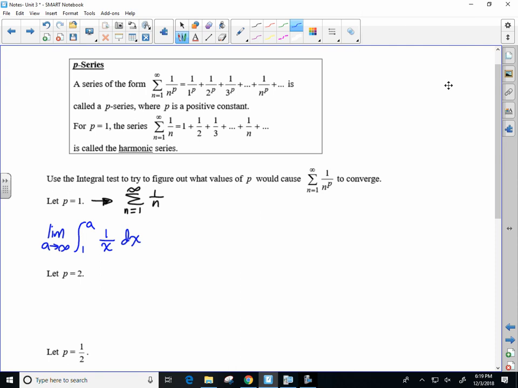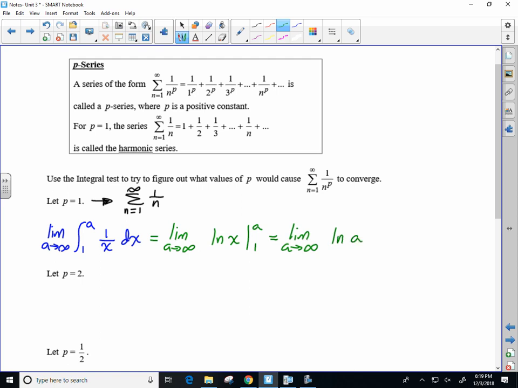continuous function. Right? Integrate, you get the limit as a approaches infinity of the natural log of x on the interval of 1 to a. I don't have to worry about absolutes because the only numbers that are going in there are non-negative. So this would become the limit as a approaches infinity of the natural log of a.